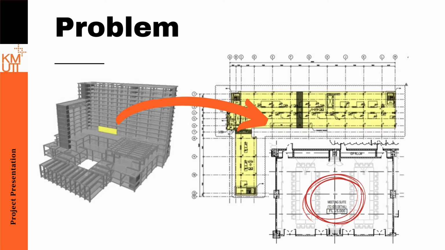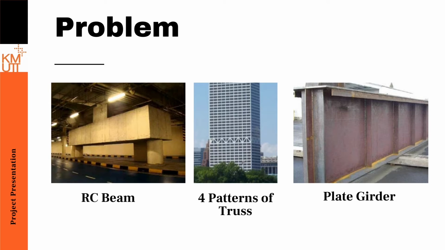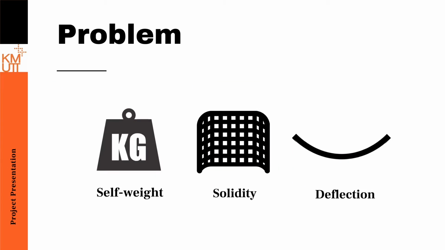This is a model of the building that we use to design the transfer structure. At the second floor, there is the meeting suite that provides large free space from removing the middle column. We will have to look for the best type of transfer structure that can handle and transfer load from upper floor to nearby column. The transfer structures that will be considered in this project, which are recommended by the company, are reinforced concrete beam, steel truss, and plate girder.